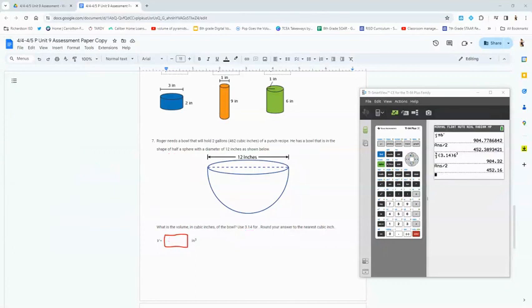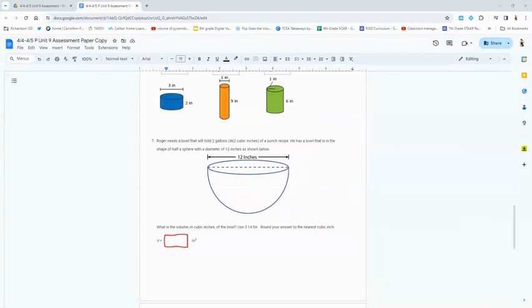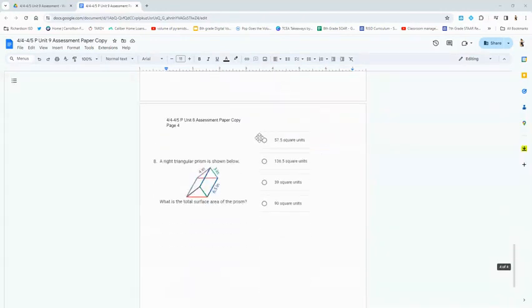All right, now, next. Last question. We have number 8, and the right triangular prism is shown below. What is the total surface area of the prism? So the first thing I noticed, my base is missing a side. And these are my 2 smaller legs, and this is my hypotenuse. So I know I'm going to have to do 3 squared plus 4 squared, put under the house, and I have to get my missing side.